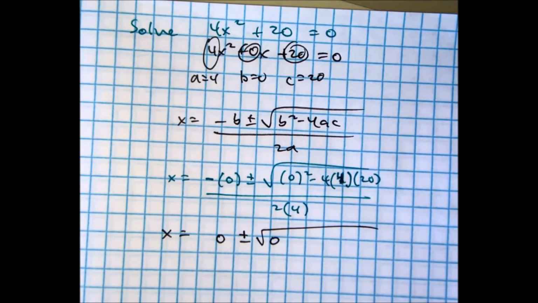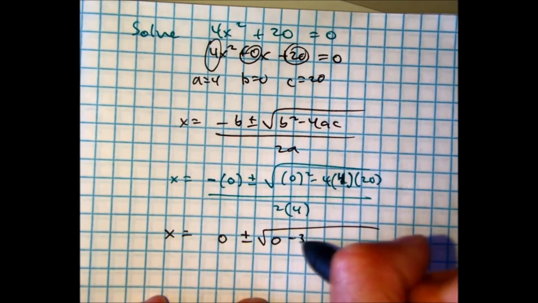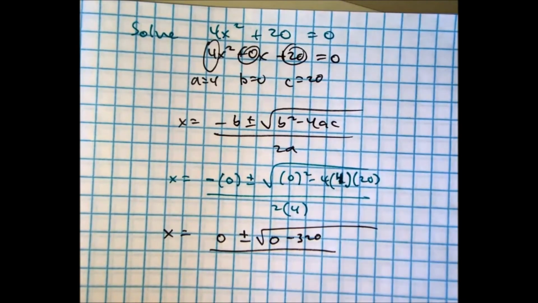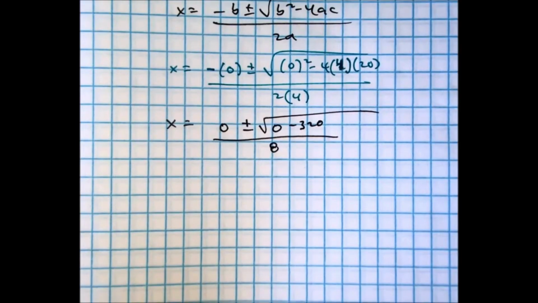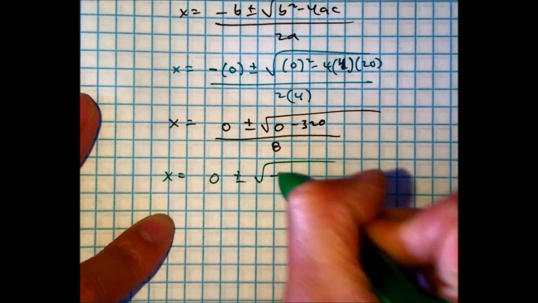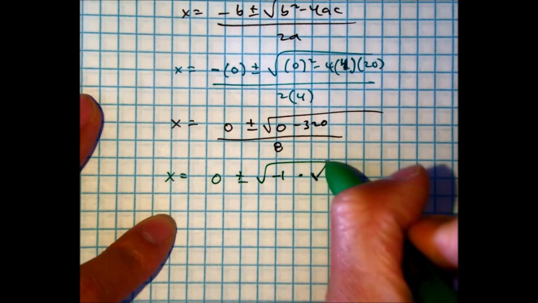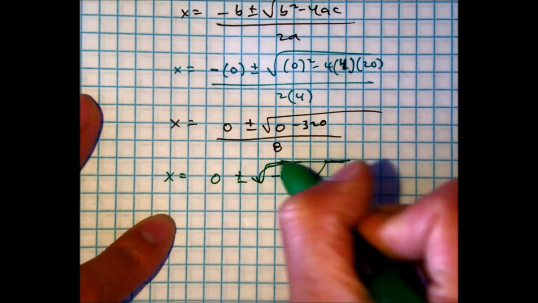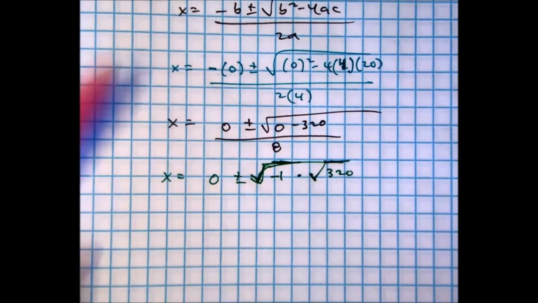Negative 4 times 4, that's 20. Over. Raise your hand if you have that on your paper so far. Alright. I'm just going to write a factor of negative 1, like another square root, right? 320 over 8.